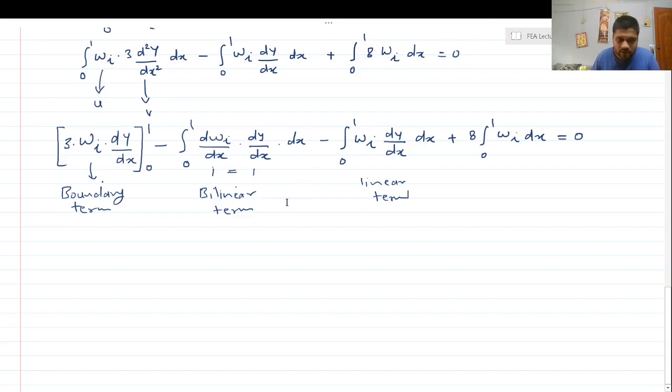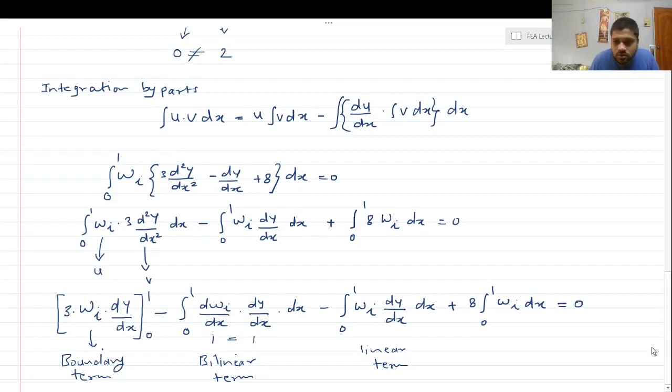Now bilinear terms are very important. Later on, when we solve the finite element method, the bilinear terms will give us the square matrix when we convert this integral equation into a matrix equation. So these are very important terms. Boundary terms are also equally important. Boundary terms will bring the secondary variable into the matrix. So these are all very important terms which we are deriving here, and all other remaining terms in the matrix will be given by these linear terms. So I hope this is understandable.